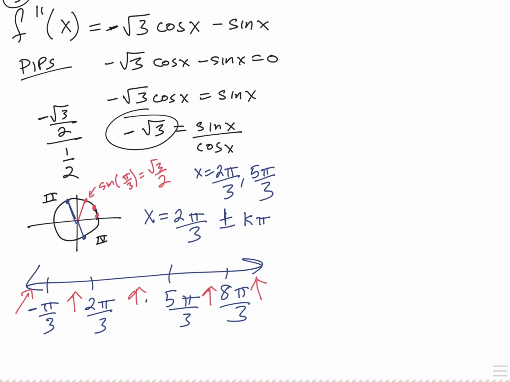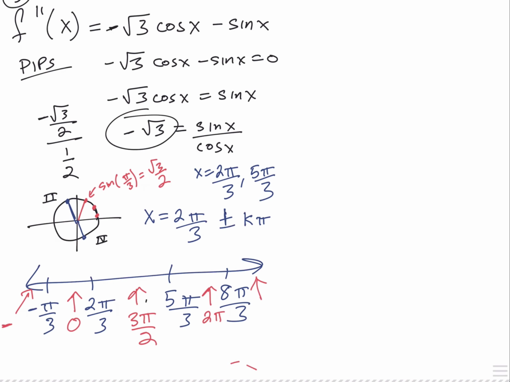Okay, so what would be some good test points here? Zero there, right? Okay. All right, what else? Pi over 2. 3 pi over 2. You mean between 2 pi over 3 and 5 pi over 3? Yes. Sure, we could do that. What about between 5 pi over 3 and 8 pi over 3? 2 pi works, sure. What about after 8 pi over 3? How about 10 pi over 3?